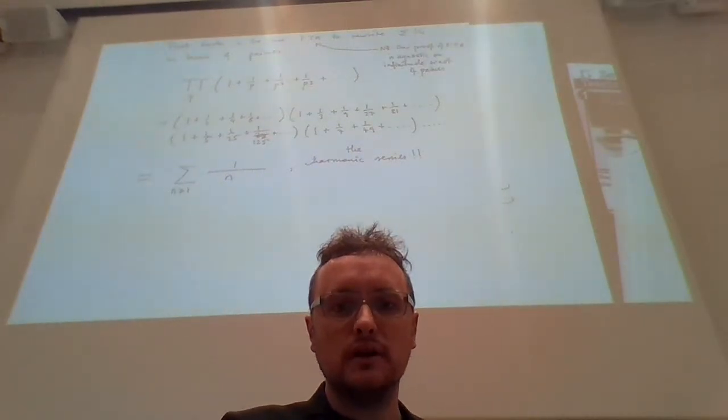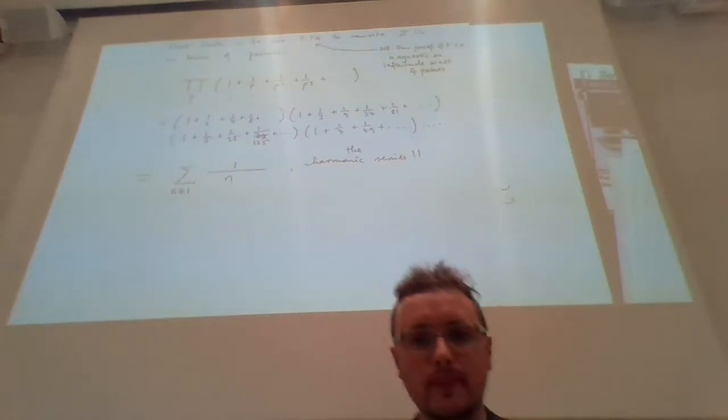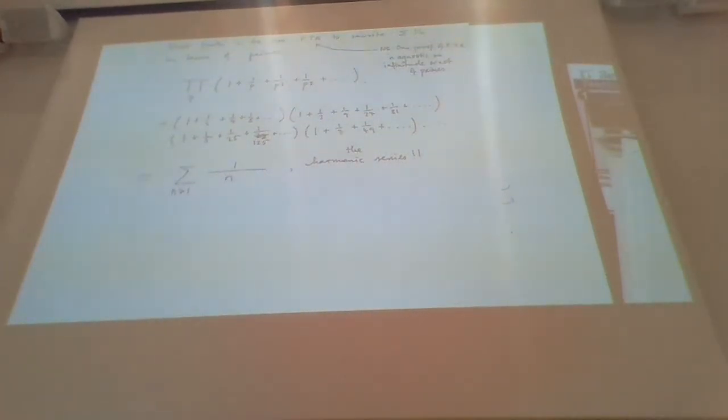And then we're going to, okay. So the sum of 1 over n is equal to the product over primes p of the sum of 1 over p to the j, for j greater than or equal to 0.